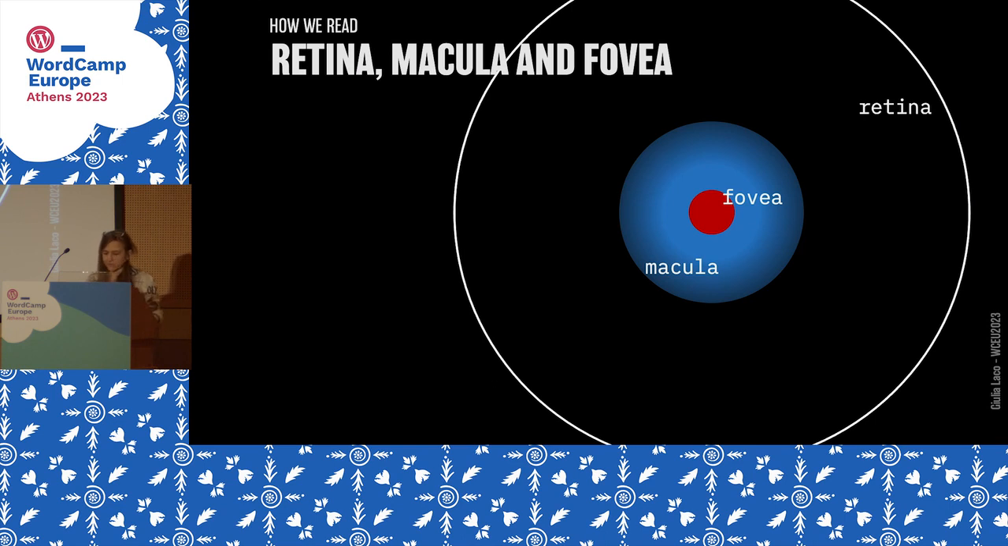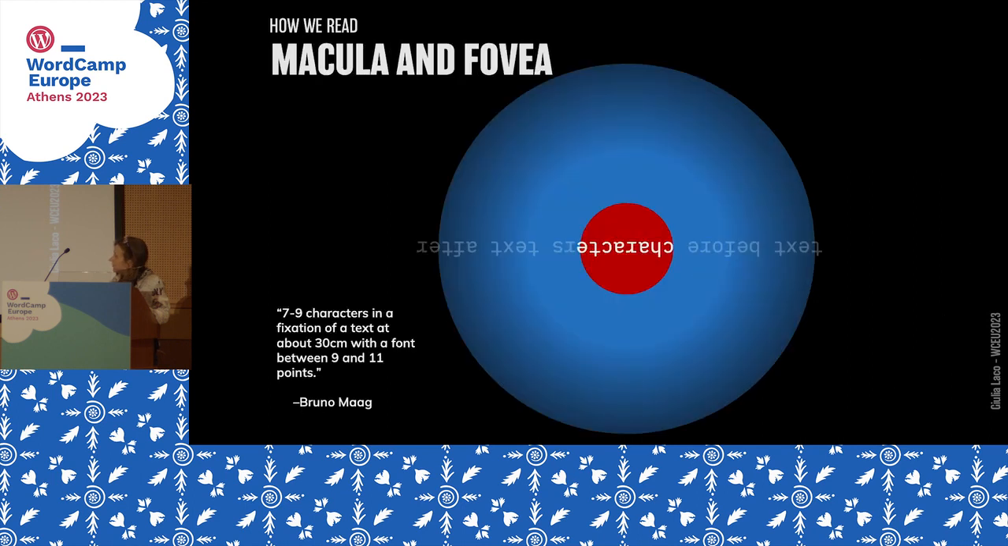And this comes from a typographer. This reasoning comes from a typographer called Bruno Mag. And I found it really interesting. So he says that we have 7 to 9 characters in a fixation of a text at about 30 centimeters, with a font between 9 and 11 points. So a book, when we read a book, 9 to 11 points on paper, and 30 centimeters, 7 to 9 characters in a fixation. That's what they measured, more or less. Okay.